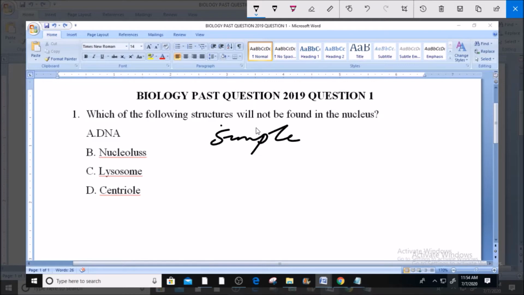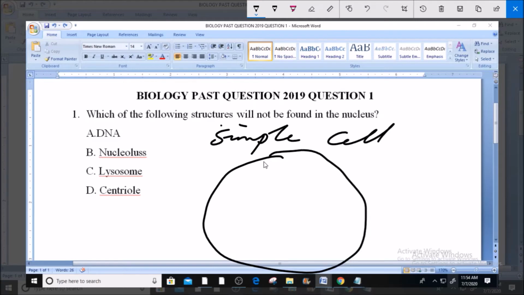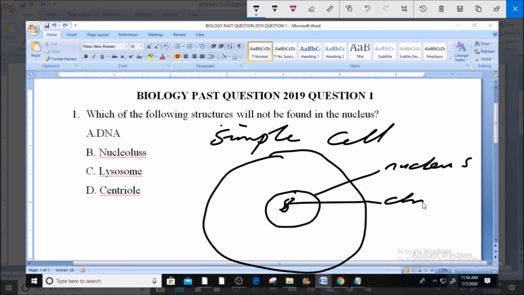A simple cell. Now, a simple cell is like this. At the center, we have the nucleus. This is the nucleus. In the nucleus, we have the chromosomes. Now these chromosomes contain DNA and RNA.